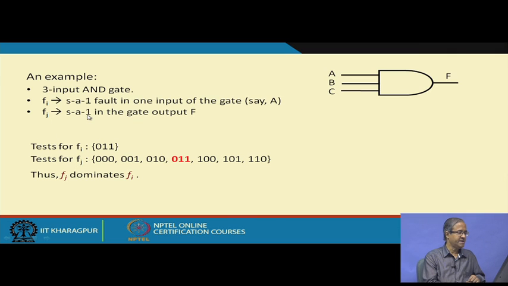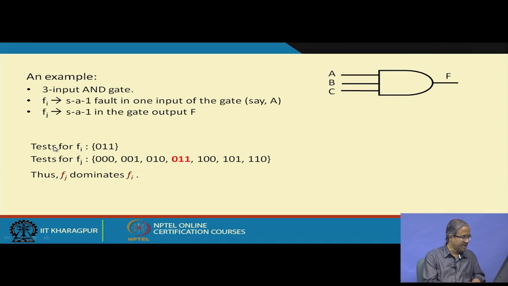But for Fj, which is stuck at 1 in the output, any test which makes output 0 will be a test for this fault, because I am trying to check whether the output is stuck at 1 or not. So, I can apply any one of these 7 vectors, they all make output 0, but if there is the fault, output will be 1, different, right.